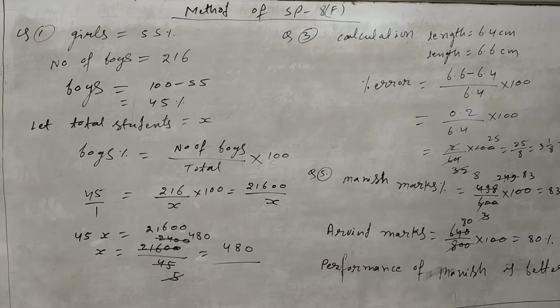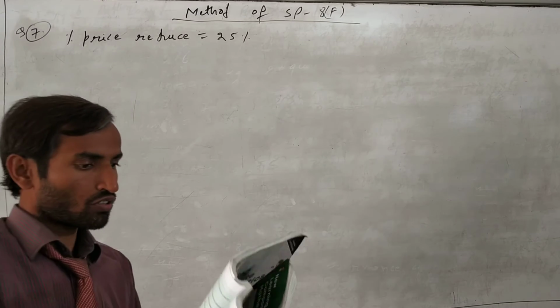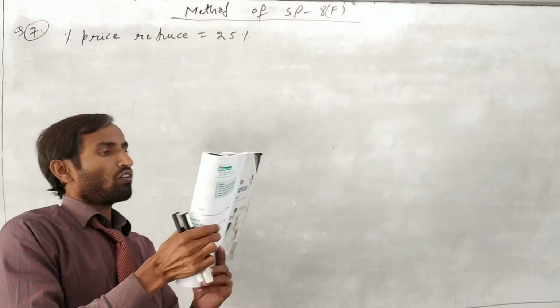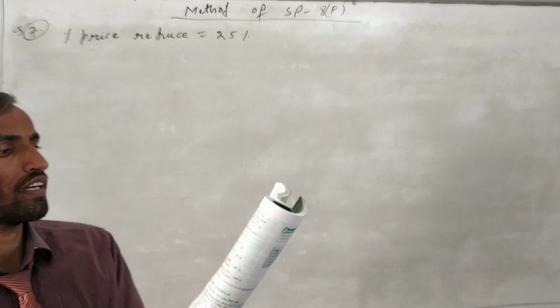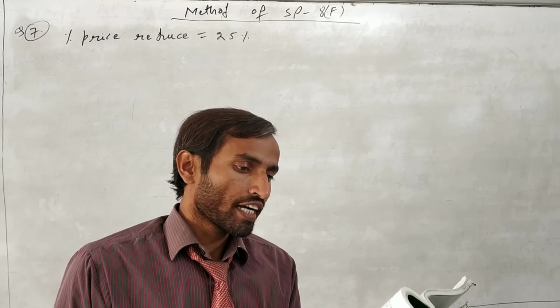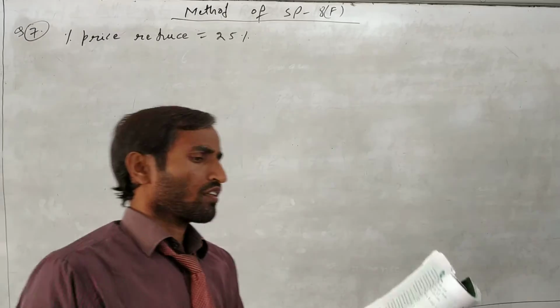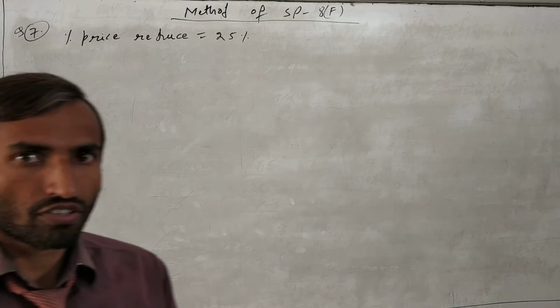Just all of you read question number 7 first, what is given in that. If it is a word problem, you have to read the question first. In this question number 7: the price of an article is reduced by 25%. In order to retain the original price, by what percentage should the present price be increased?